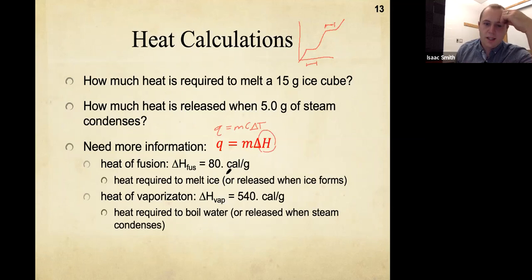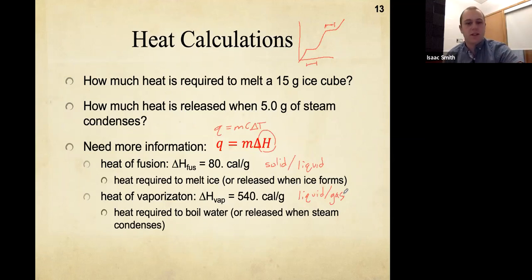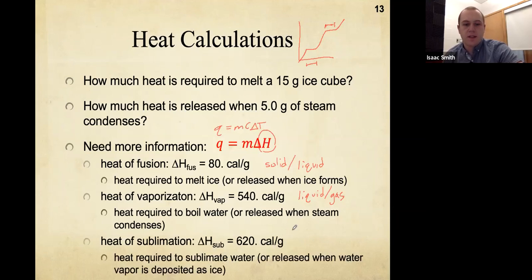Heat of fusion is between solid and liquid, so either it's when ice melts or when ice forms. You're going between the solid and the liquid phase. Heat of vaporization would be turning things into a vapor, so you're going from the liquid to the gas phase, or from the gas to the liquid phase. Either way, this is the same number. And then you have the heat of sublimation, which goes between solid and gas, if you remember that phase chart we looked at. So between solid to gas or gas to solid, you're going to be looking at the heat of sublimation.